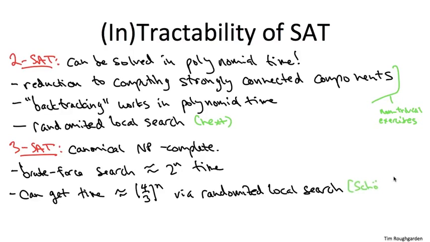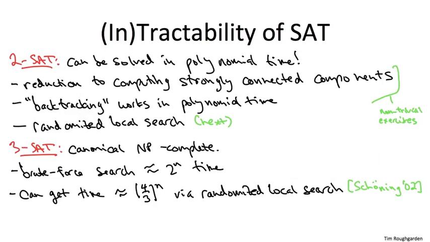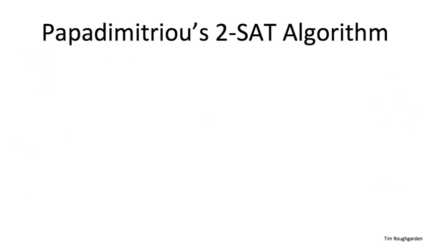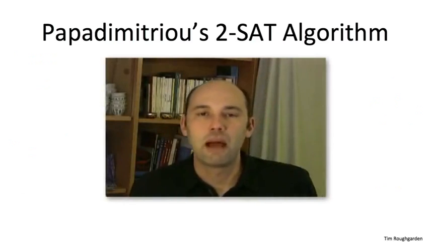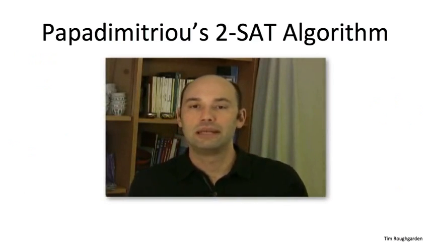This is a relatively recent result, only about a decade old, due to Schoening. I want to focus here on how to use randomized local search to solve 2SAT in polynomial time. The improvement over brute force search for 3SAT will have to wait till another day. This algorithm is due to Papadimitriou from a little over 20 years ago, and the very elegant pseudocode is as follows.